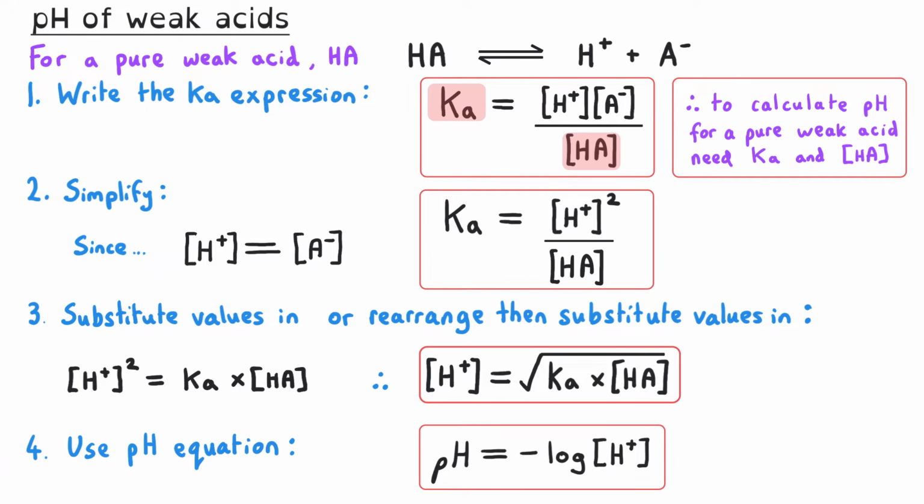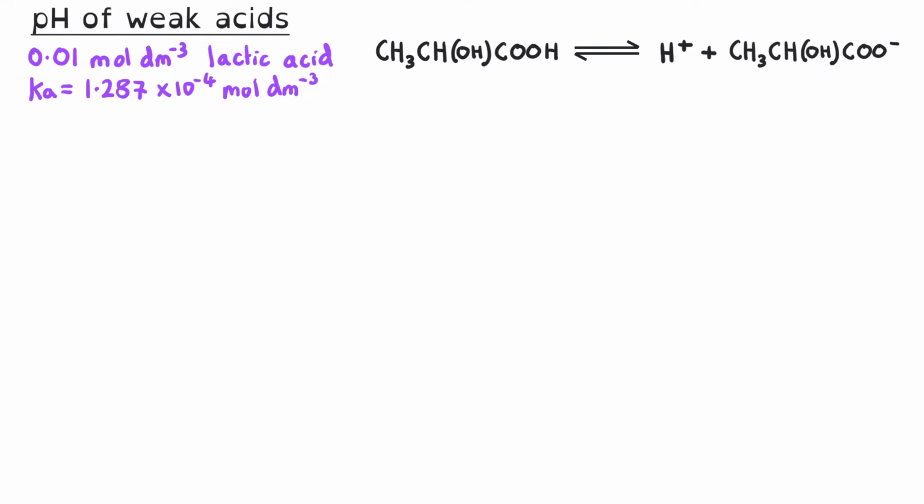And then the final step, as with all pH calculations, is that pH is the negative log of that hydrogen ion concentration that we've just calculated. Let's take a look at an example now of how to calculate the pH of a weak acid. I'm starting with lactic acid, which has a concentration of 0.01 moles per decimeter cubed and a Ka of 1.287 times 10 to the minus 4 moles per decimeter cubed.